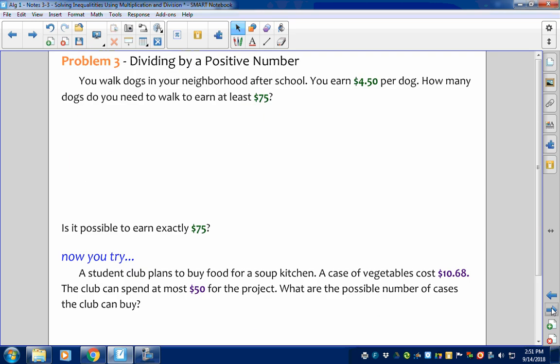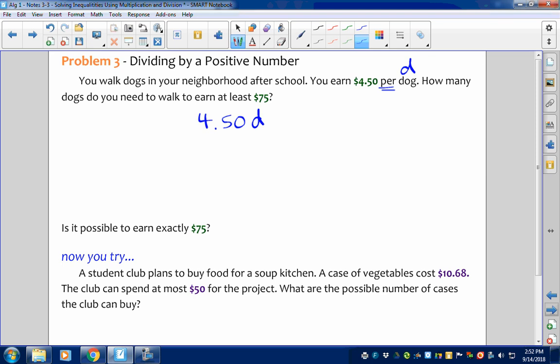Here we go. It says you walk dogs in your neighborhood after school. You earn $4.50 per dog. This per is telling me multiply. We can let D be dogs. I'm going to set it up so that it's a one-stepper, either using the multiplication or division property of inequality here. So I have $4.50 per dog. That's what you're going to make.